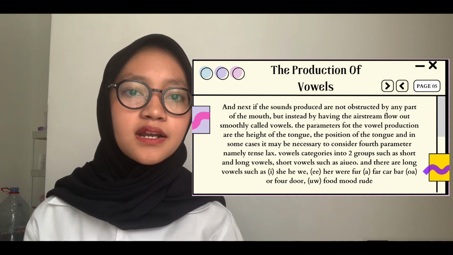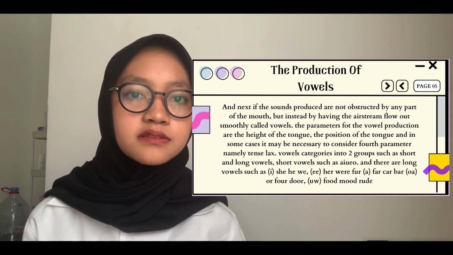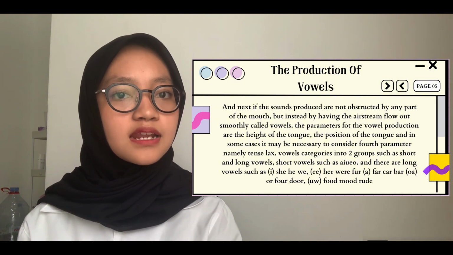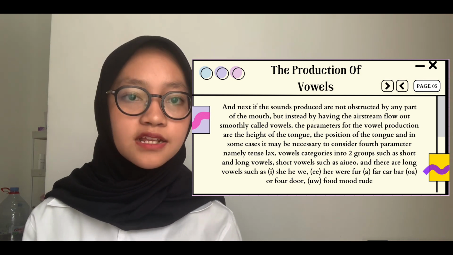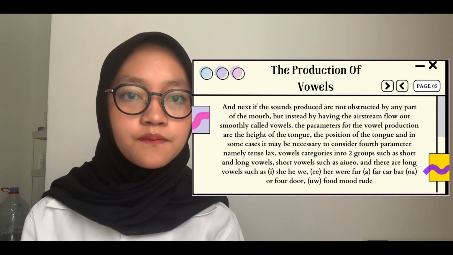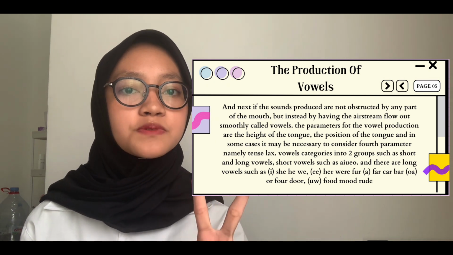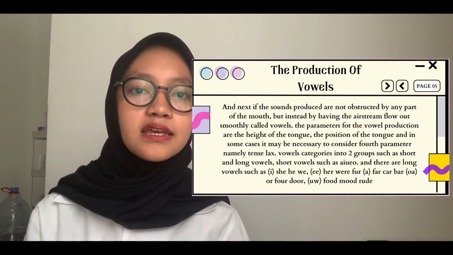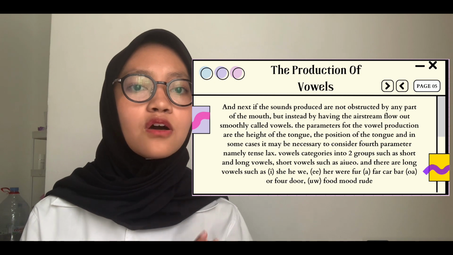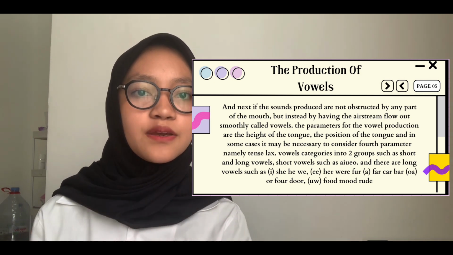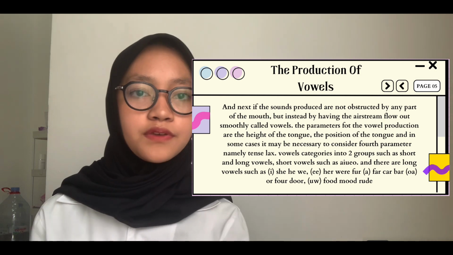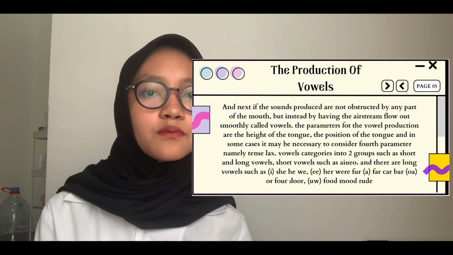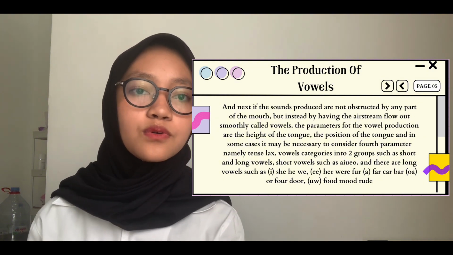The second parameter is the position of the tongue. The term position here refers to the location of the tongue, that is, whether it is front, central, or back of the mouth. Vowels are categorized into two groups, short and long vowels. Short vowels such as a, I, u, e, o, and there are long vowels such as I, she, he, we, ear, here, we're, fewer, far, car, bar, or, for, and mood, or rude.